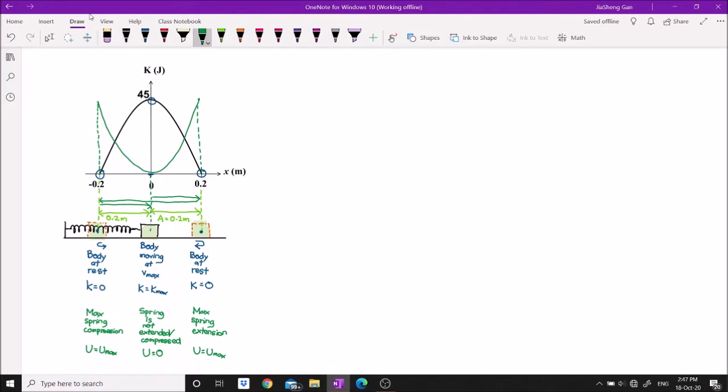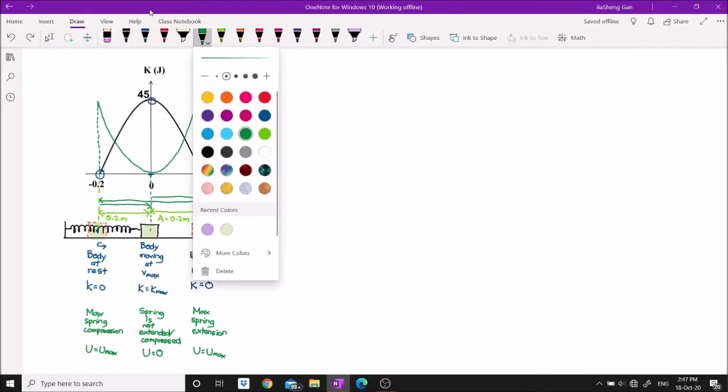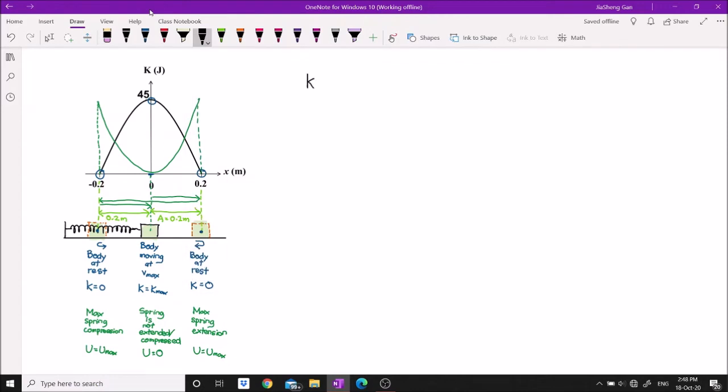Okay, since we know how the K and the U change with displacement, we also know that K plus U is equal to total energy. And since K plus U is equal to total energy, we can try to prove whether it's true or not. K, we know that is half mv square. U is half kx square. Then this probably in SPM. So we know that v square is basically just omega square times a square minus x square, a formula that you use quite often.